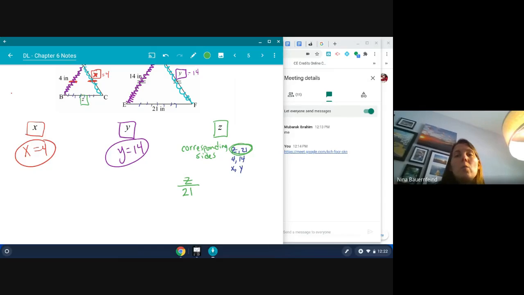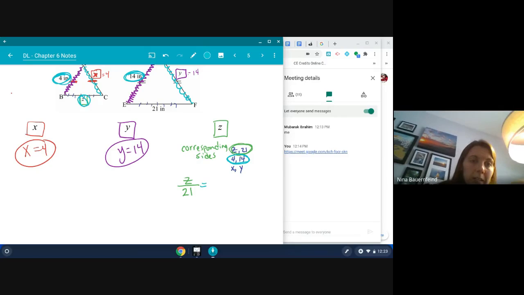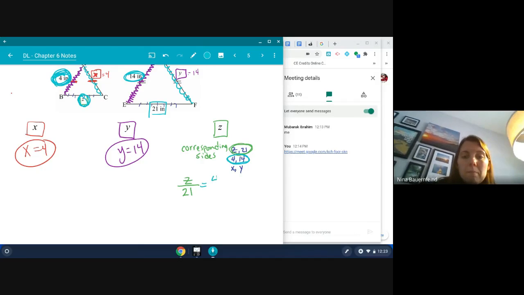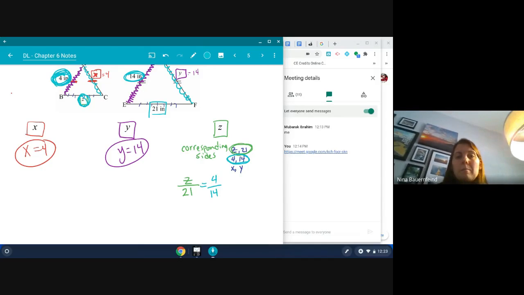Then we want to pick two other corresponding sides where we have numbers for both. In this example, I would use these two because they're both labeled already. Since Javaris said to put the Z on top, this one went on top and this one went on bottom. That means this needs to go on top and 14 needs to go on the bottom. So we went right on top, left on bottom, right on top, left on bottom. I'm just going to pause there. What questions do you have about this?